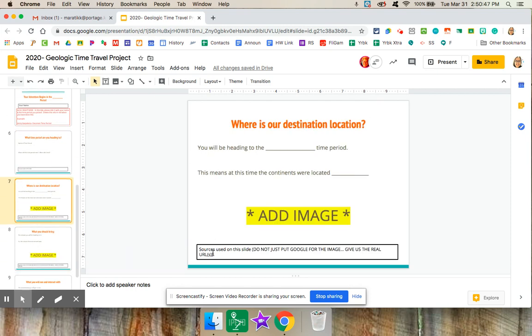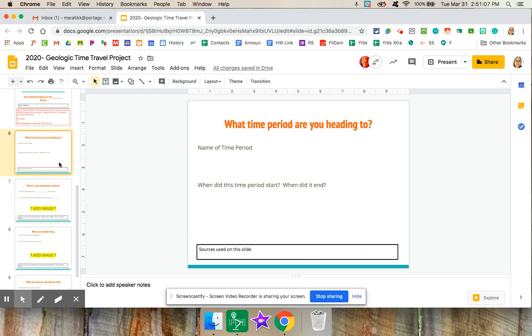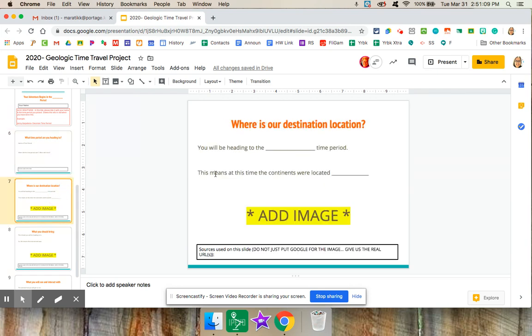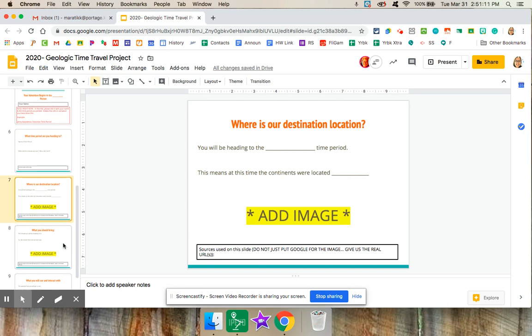You can delete out the wording in this box, but please make sure you add what source you found the information in, and then if you got a Google image, which you should, where it says add image, please put the name or the URL from the Google image. Just putting Google doesn't count. I'll show you how to do that in just a bit. So you've got information on the name of the time period, when did it start, when did it end, means the continents were located where.